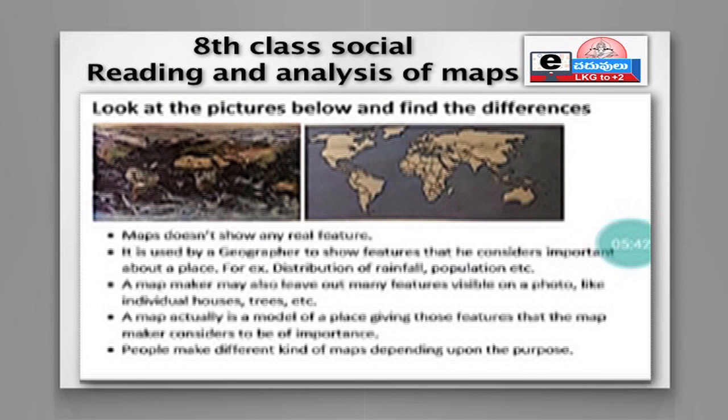So people make different kinds of maps depending upon the purpose. Depending upon the purpose, the maps are made. So I think, is it clear, children? What is the difference between the photograph and the map? Map is based on the geographer's idea, and whatever he wants to show, whatever the purpose of the geographer is, that will be shown in the map.